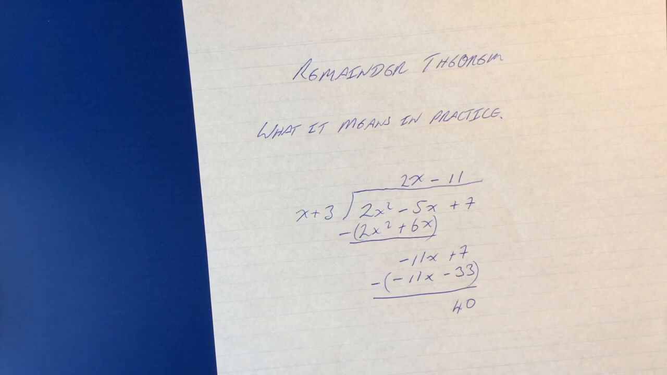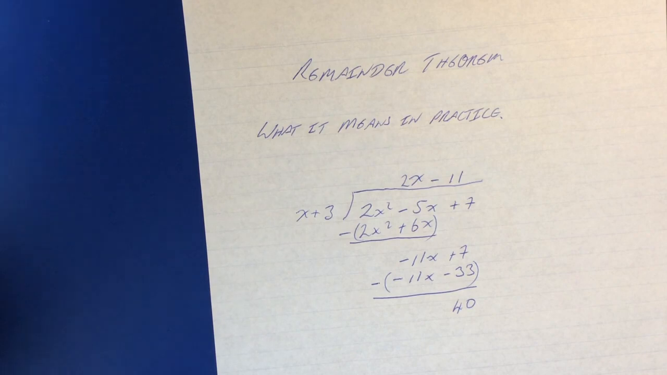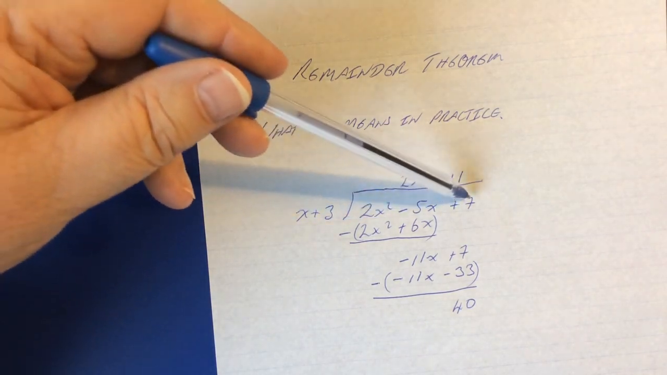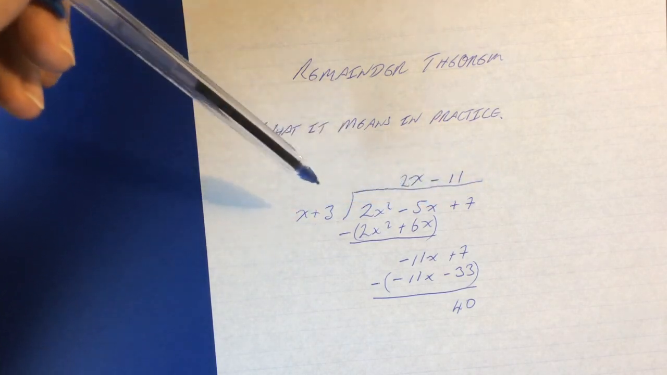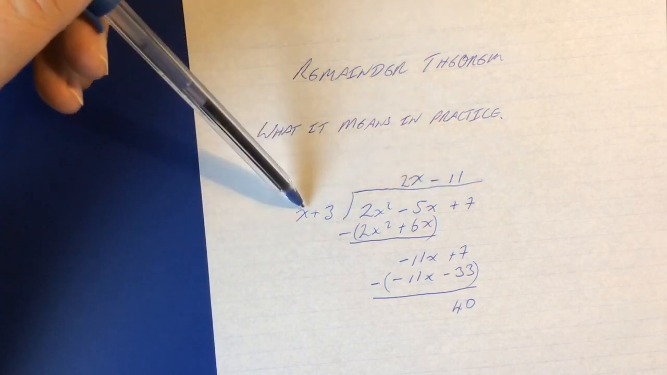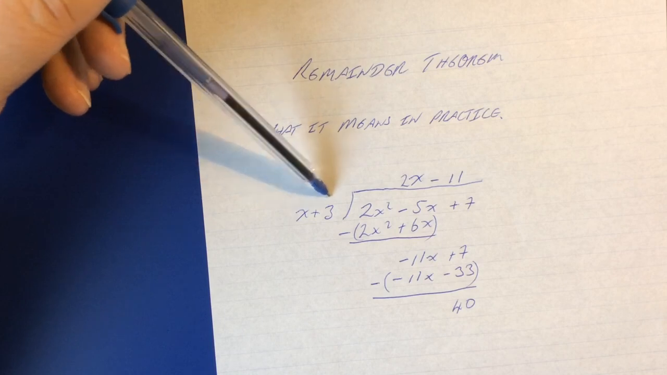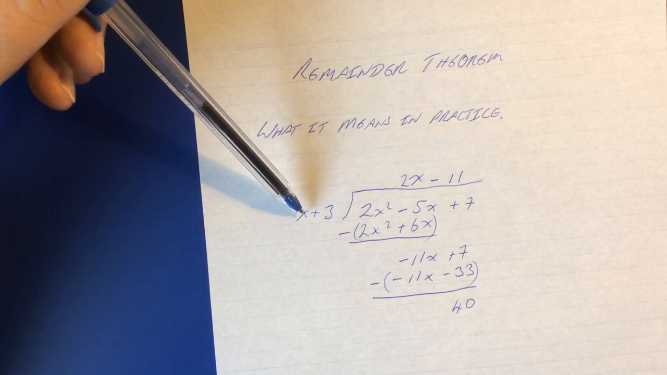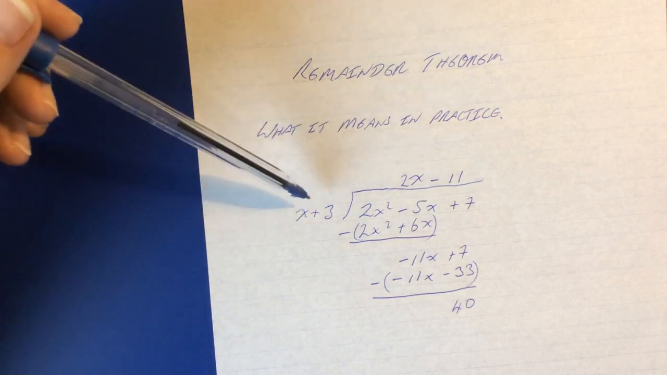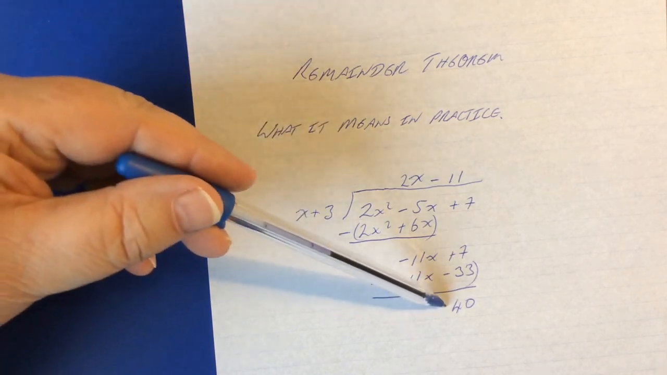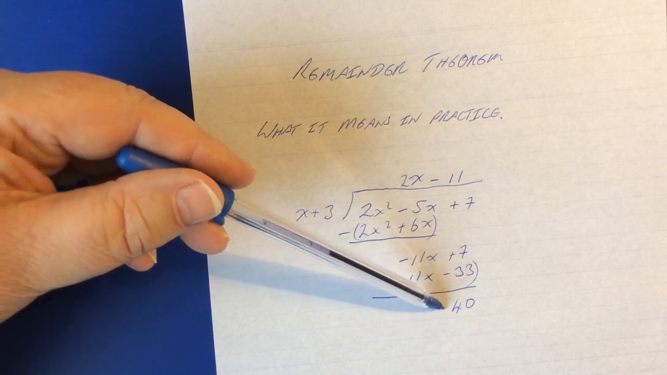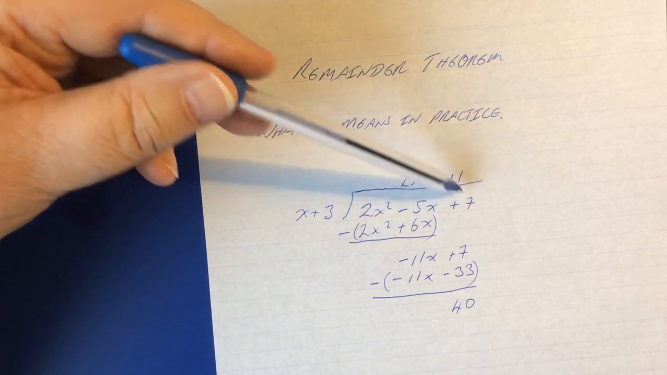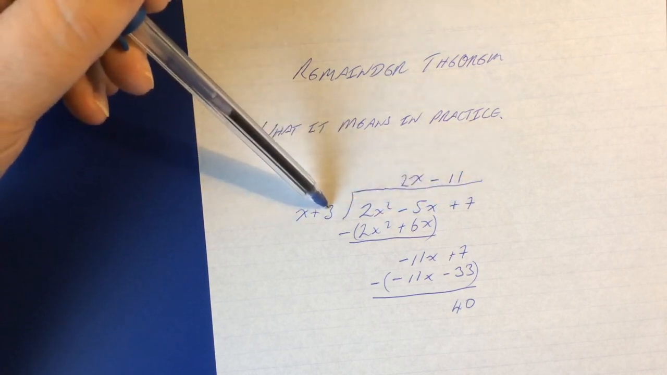This is what you want to know. So what I've done is I've taken a quadratic rather than a cubic or something more awkward, and I've divided it by a linear expression. And I'll just talk my way through this quickly. What you need to note is that there is a remainder and it's 40. That's the important thing. So we've got 2x squared minus 5x plus 7 divided by x plus 3.